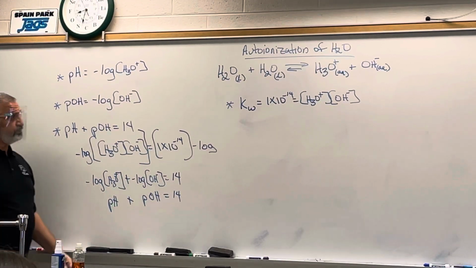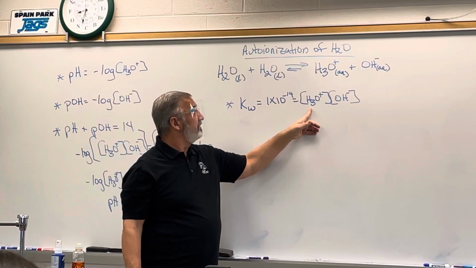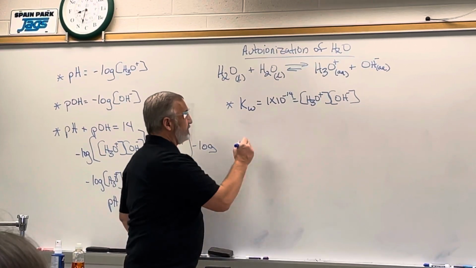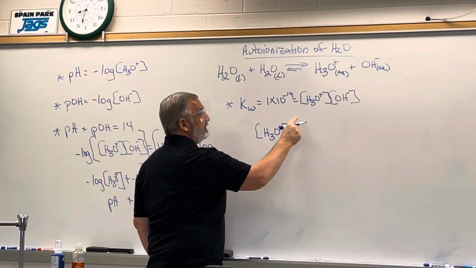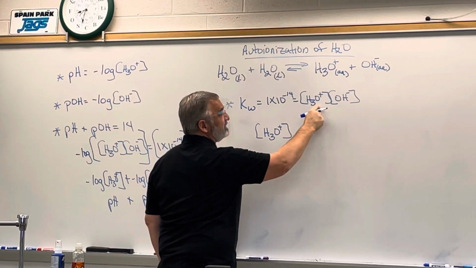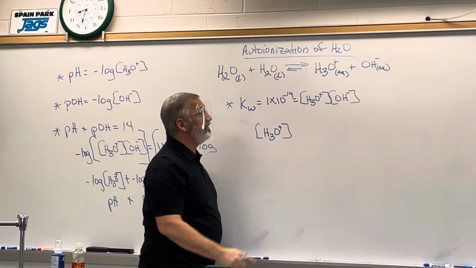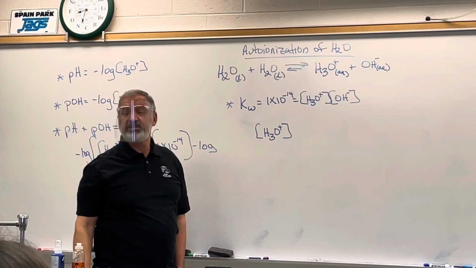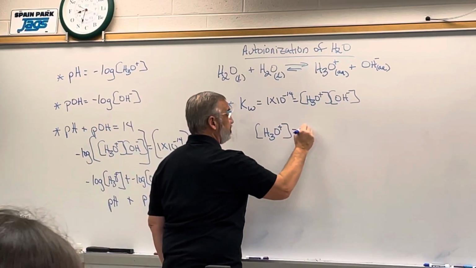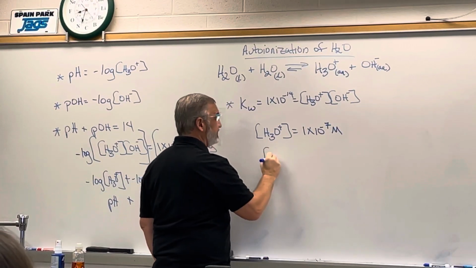Now, since this is an equilibrium, we have each of these. What's the H3O plus going to equal? What do I have to do? This is this times this, so it's really like x squared. Take the square root. What's the square root of 10 to the minus 14? 10 to the minus 7. So the OH minus is the same.